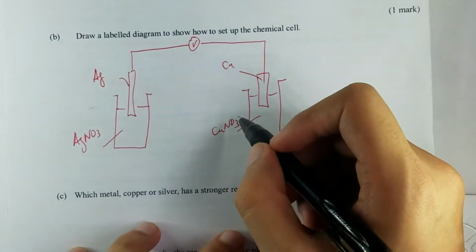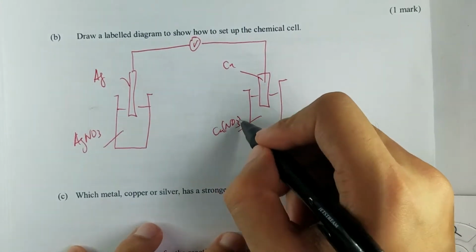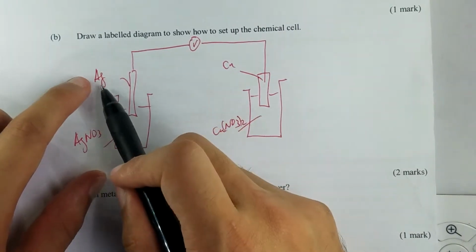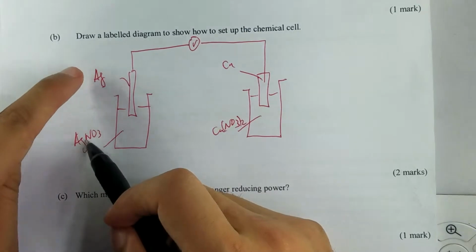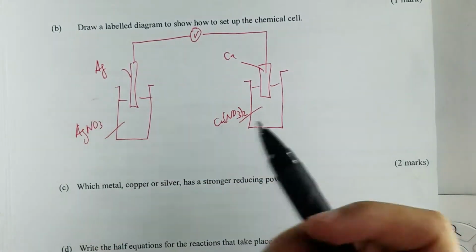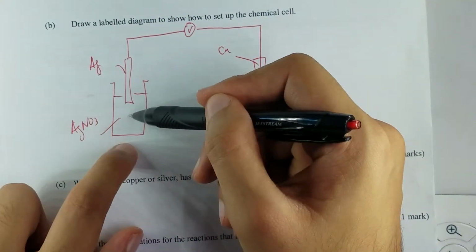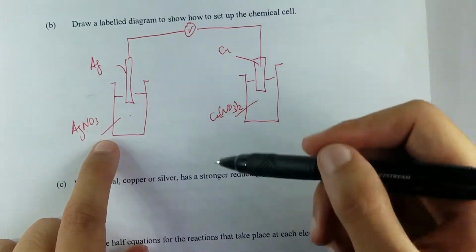And other students usually made mistakes where some of you wrote this one is silver, and then this one you wrote copper nitrate. Well, how can it be possible? Where will be the electrons and the ions moving around? So therefore, you have to make sure it's matching. If I use silver metal, the solution I'll be using will be silver nitrate, vice versa for the copper.